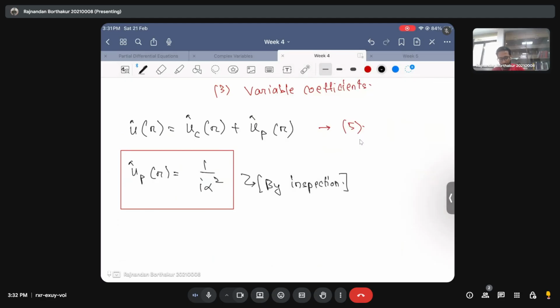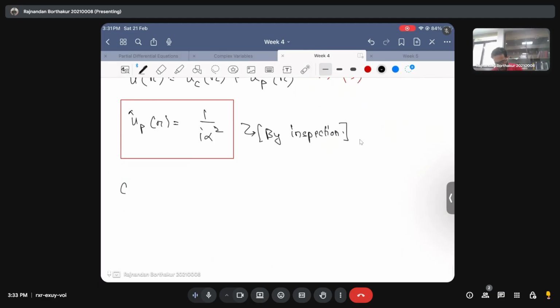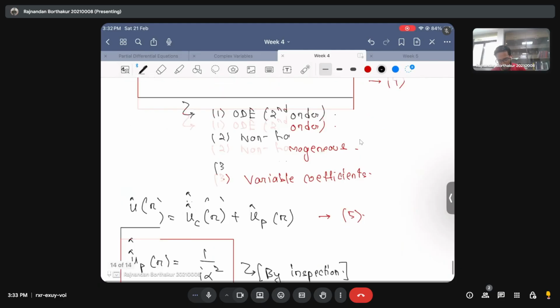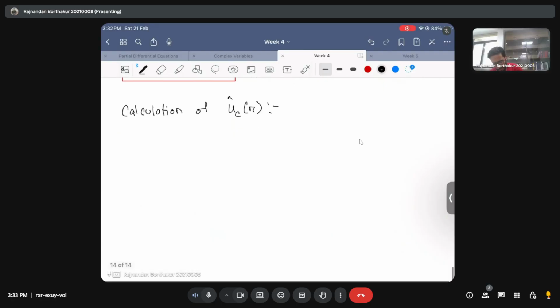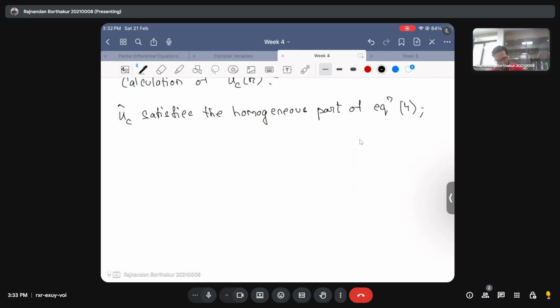That's it. So I have the particular integral. All I now need to calculate is the complementary function, u_c hat of r. And I know that u_c hat of r satisfies the homogeneous part of equation 4, that is d2 u_c hat by dr2 plus 1 upon r d u_c hat by dr minus i alpha squared u_c hat is equal to 0.